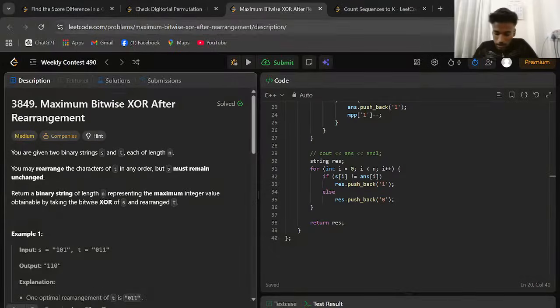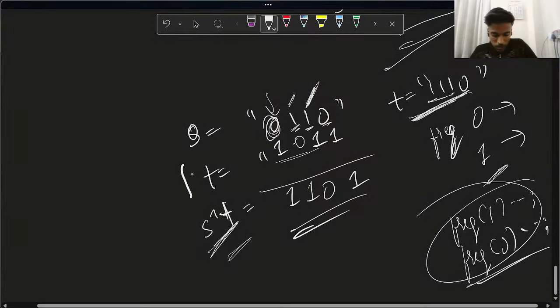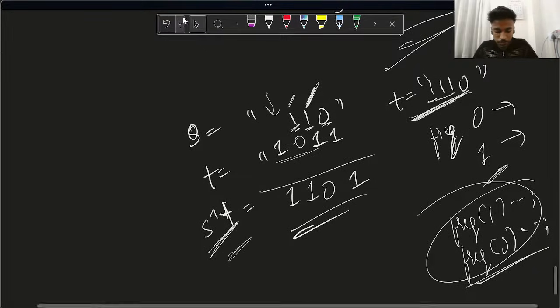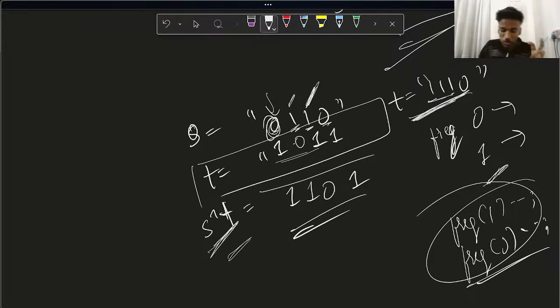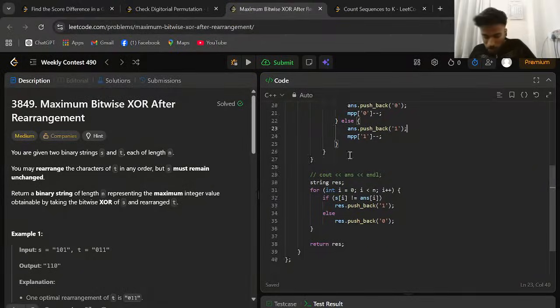In the answer variable, this answer variable contained this rearranged T. Okay, this was the answer variable in the code. Why was this the answer variable? Because just like here we were seeing, if you see a 0, try if 1 is available, and if not available, put 0. So this was the case, this was the answer.